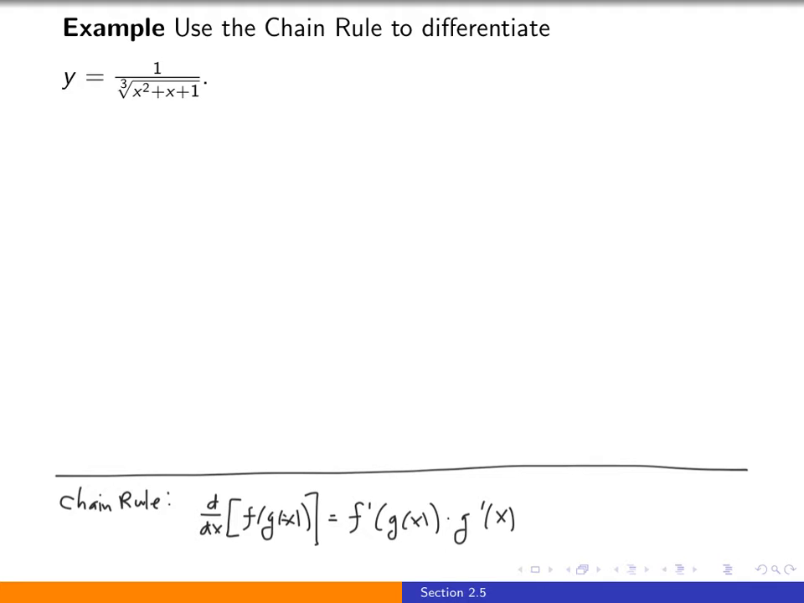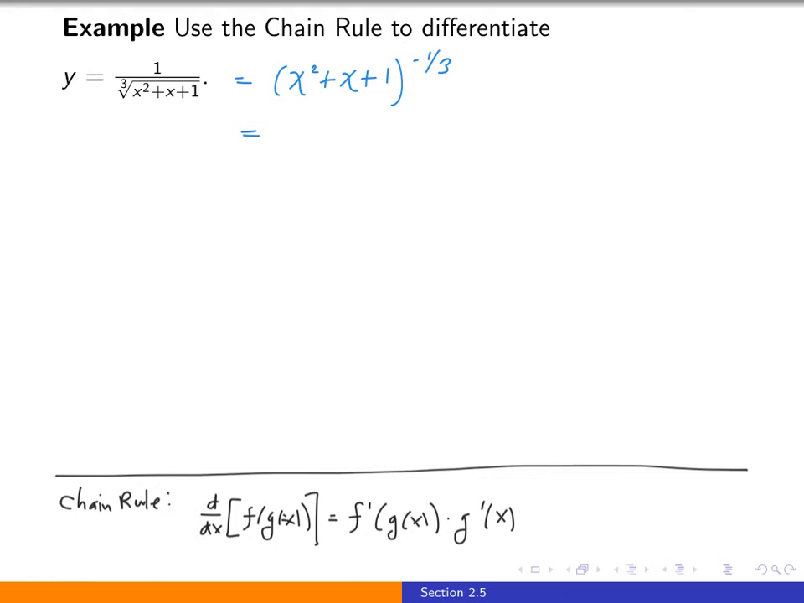So for our given example, we can look at the function that we're given to differentiate and notice an inside function, this x squared plus x plus 1. But it makes sense to maybe first rewrite this algebraically to make it as simple as possible. Recall that the cube root is raising to the 1/3 power, and the fact that it's in the denominator means that we can rewrite this as x squared plus x plus 1 raised to the minus 1/3 power.